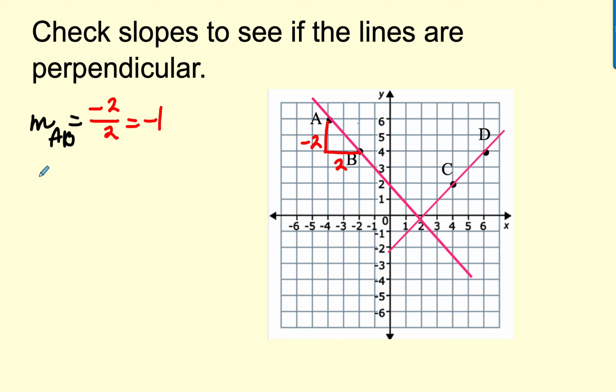Now I'm going to find the slope of CD, and I'm going to do the same thing. I'm going to go from C to D. I have to go up 2 units, and I go over 2 units. Up 2, over 2, and that reduces to +1.